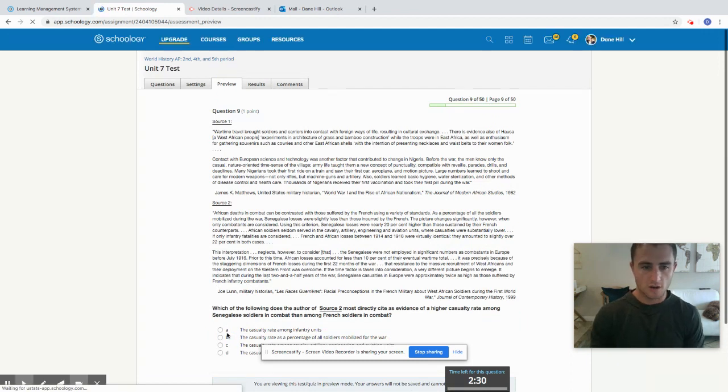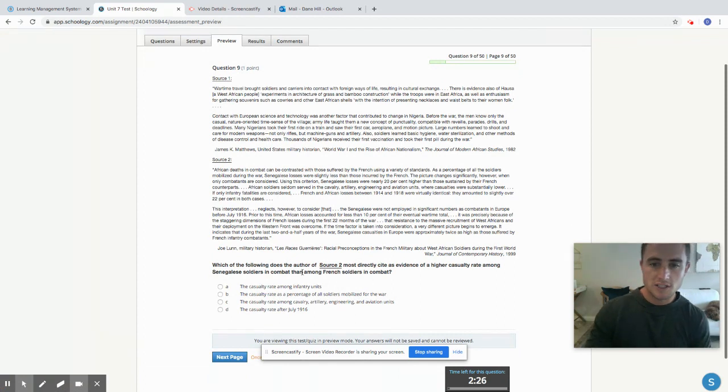Okay, so which of the following does the author of source 2 most directly cite as evidence of a higher casualty rate among Senegalese soldiers in combat than among French soldiers in combat? Okay, this one was a good question. The first paragraph here says African deaths in combat can be contrasted to those suffered by the French using a variety of standards. So first of all, what are we talking about here? Senegal is West Africa, and it's being controlled by France. France is drafting soldiers from Senegal to fight in World War I. They're using their colonies to bring soldiers to fight for them on the Western Front, right?